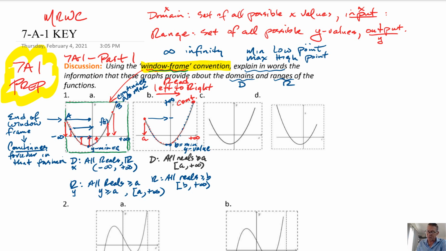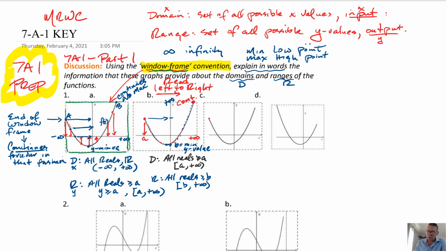So the y values increase and go up forever, but they have a low point. So we start at b and go up. On the domain, you look laterally. You look left and right, on the x-axis, because the domain is the set of all possible x values. You start at a and go to the right, so a to positive infinity. So you need to train your eyes on how to read the graph using what's called a window frame convention, and be able to write it in words descriptively, and you also need to write it in interval notation as well.